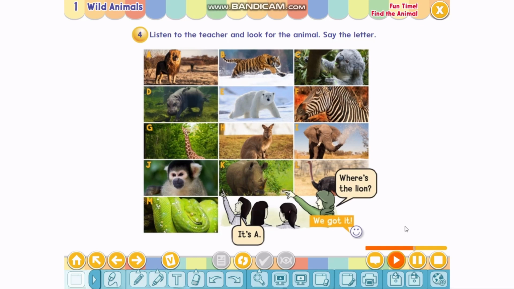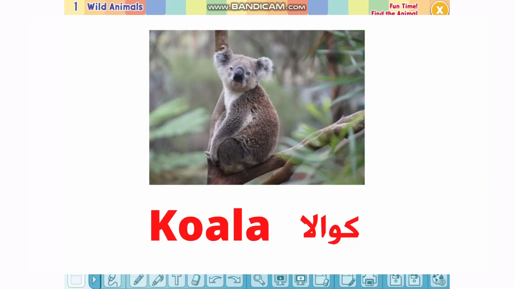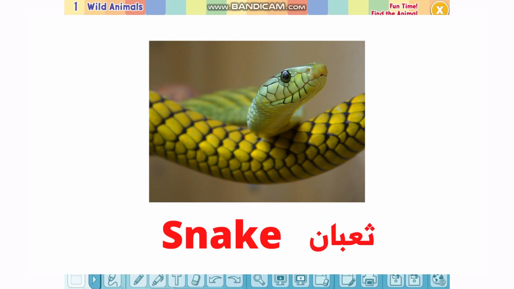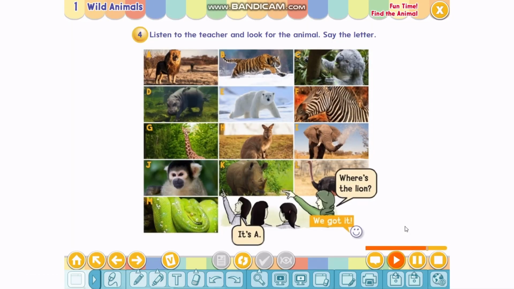Where's the koala? It's C. Good, that's right. Where's the snake? It's M. Good, that's right. We got it! Okay, good. Let's play it for real.